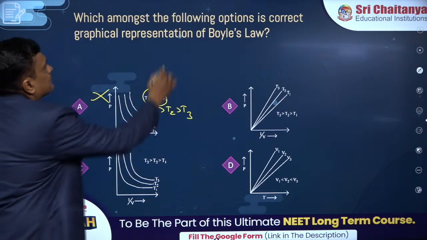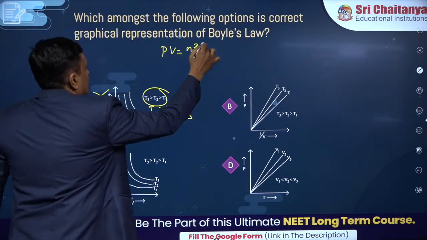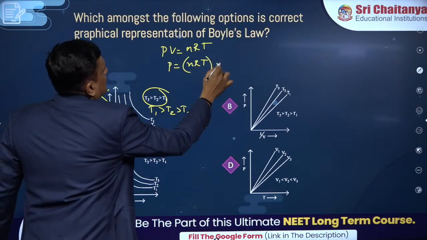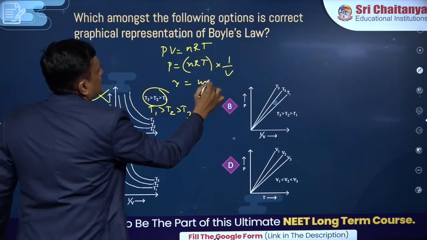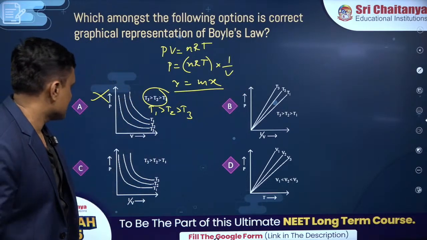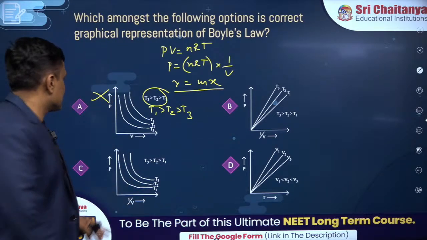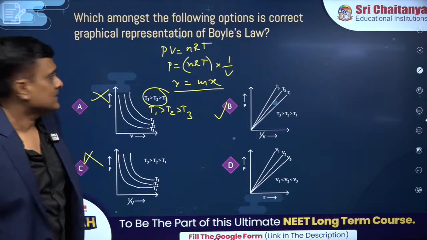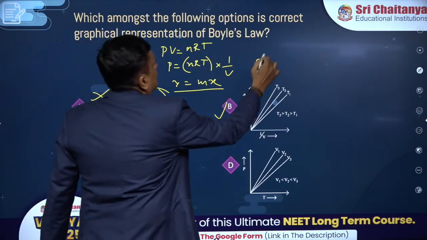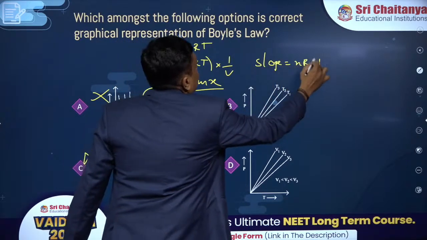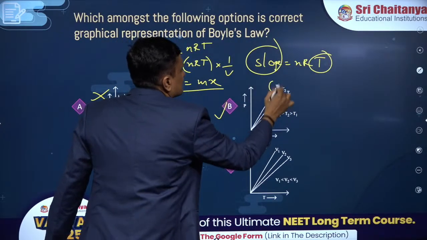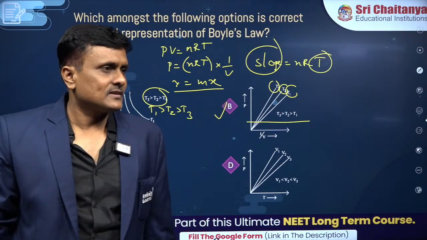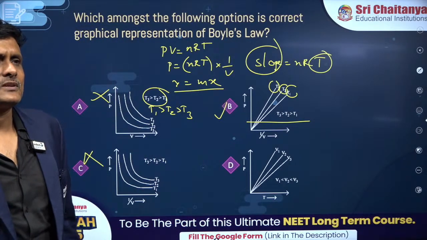So how would I get the answer then? PV equal to nRT. P is equal to nRT into 1 by V. So y equal to mx. So it's a straight line which is passing through the origin. P versus 1 by V is a straight line. So this is wrong. P versus 1 by V is a straight line, and on top of it, you can see y equal to mx, so slope is nRT. You can see, more the temperature, more is the slope. It is perfectly matching. Correct answer, Lahari. Brilliant. What an answer, buddy.